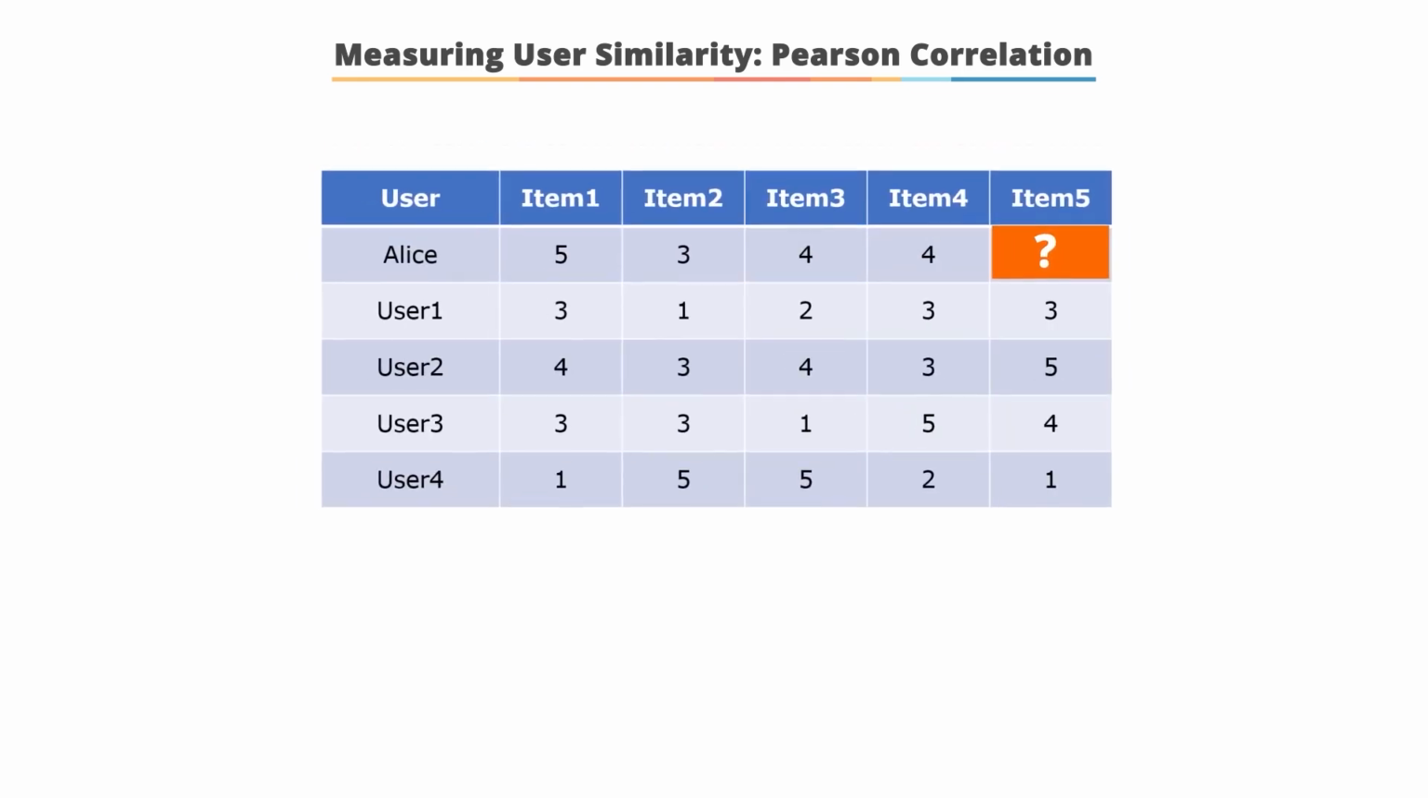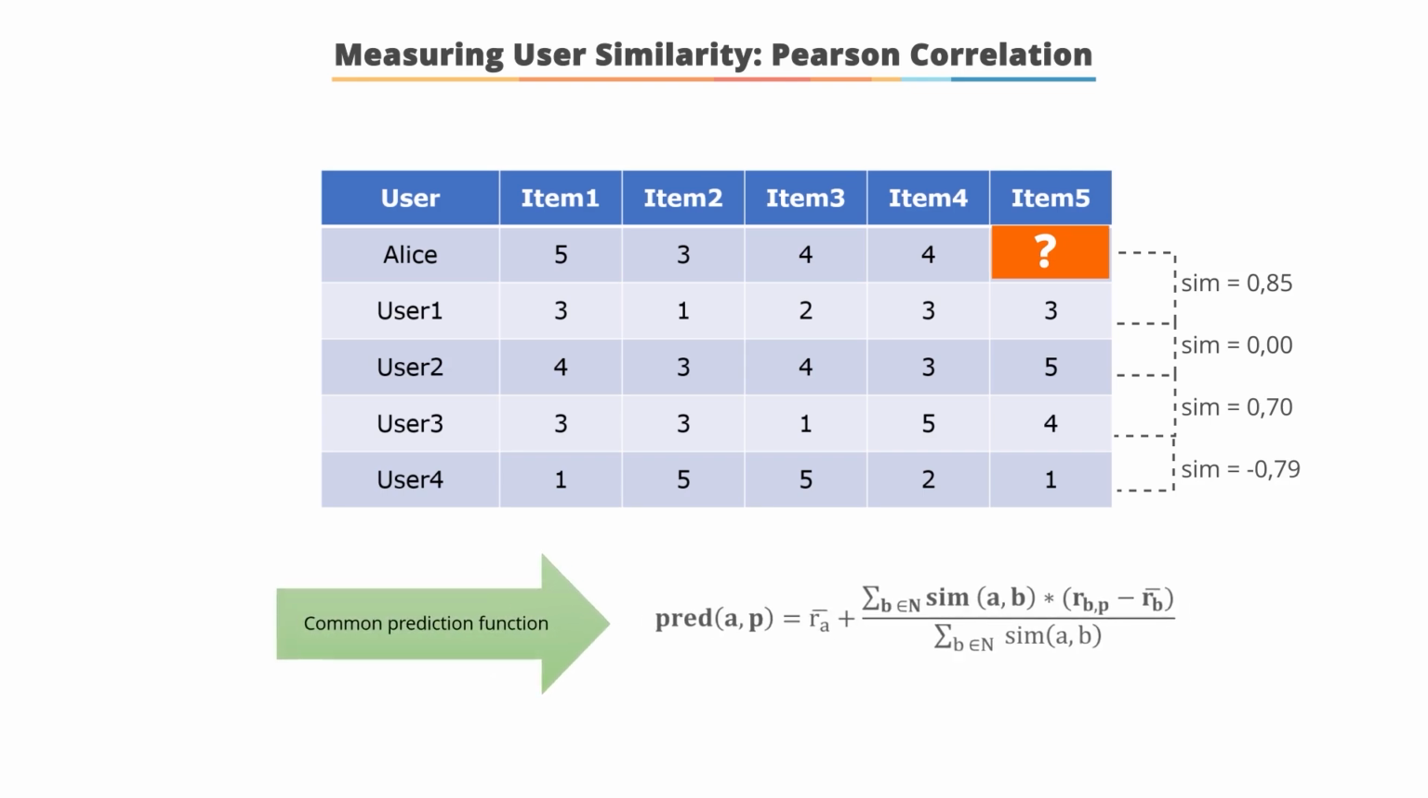Now you have the similarity between different users for a specific item. Use these similarity values in making predictions. A common prediction function is given on the screen. Here, sim(A,B) is the similarity value obtained for users A and B. R_BP is the rating of user B for item P.